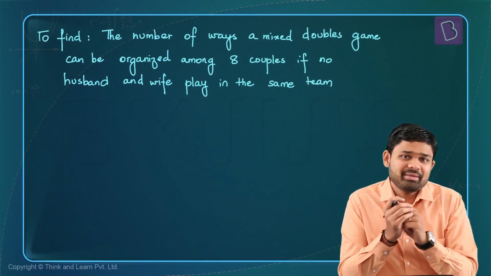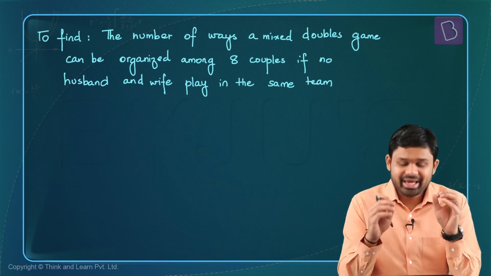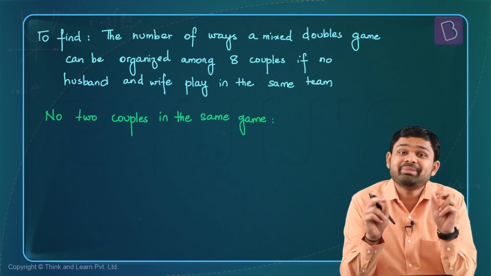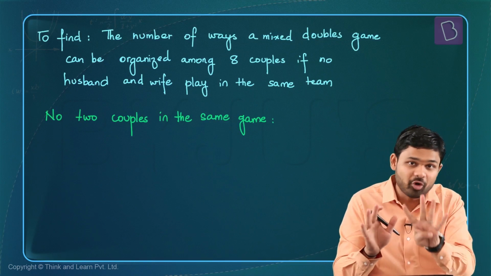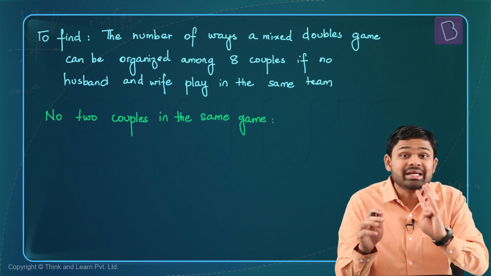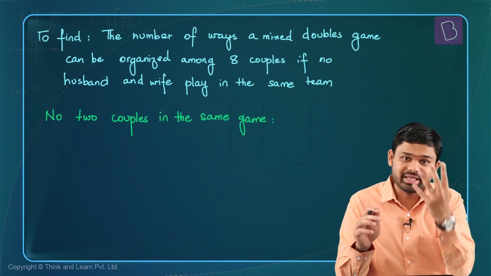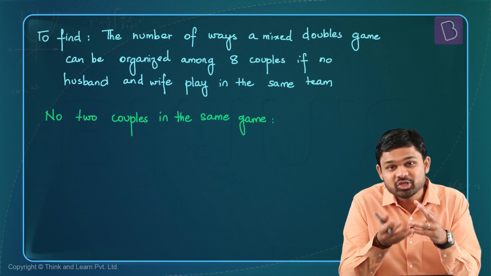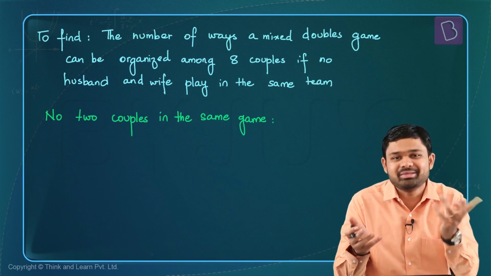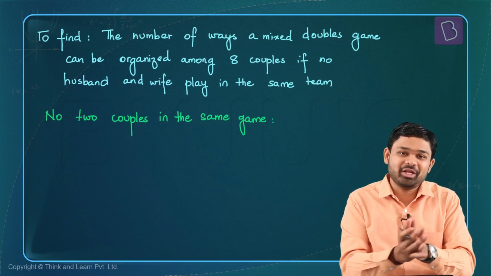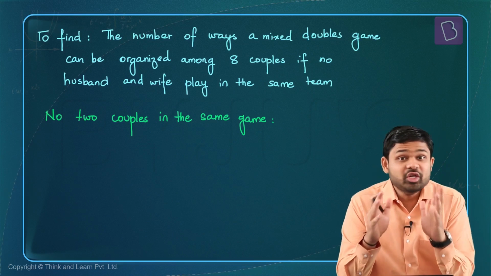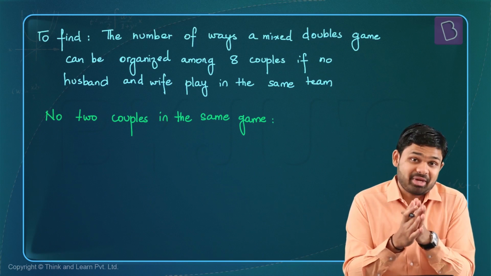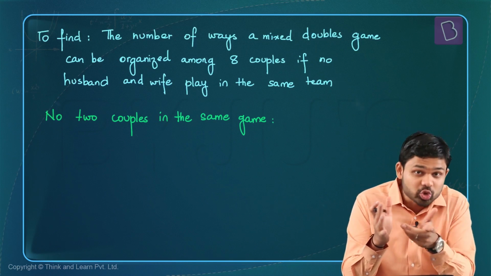So the first case that I'm going to consider is the case that no 2 couples play in the same game. Okay, so we have 4 people chosen, 2 men and 2 women, such that there are no 2 couples in these 4 men and women. So the men who are there are not the husbands of the 2 women, and the 2 women who are there are similarly not the wives of the 2 men who are playing. So if no 2 couples play in the same game, how many ways can you choose people?